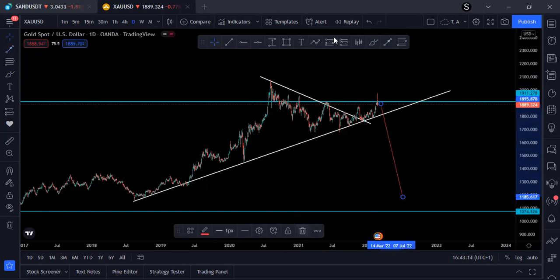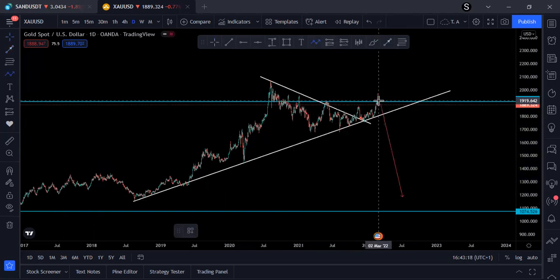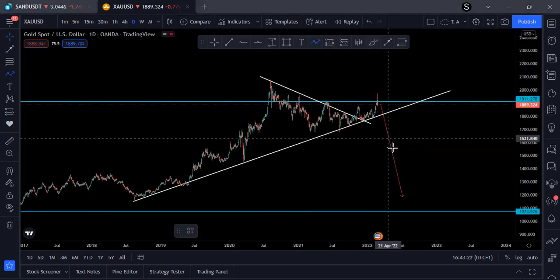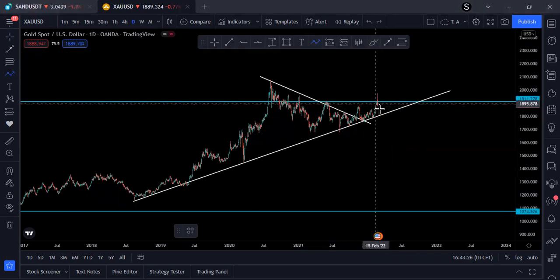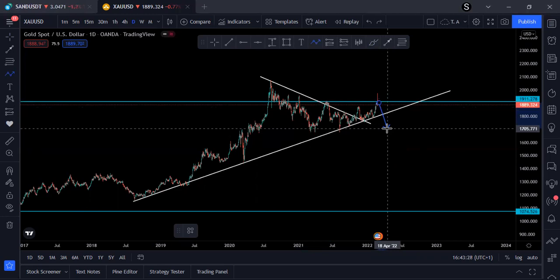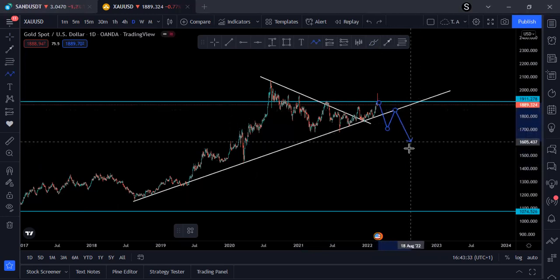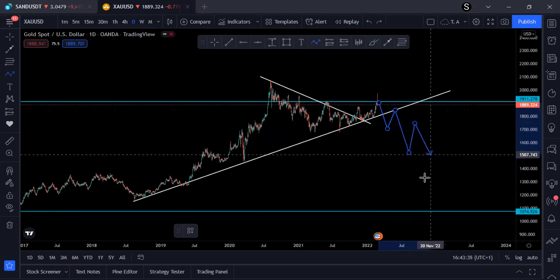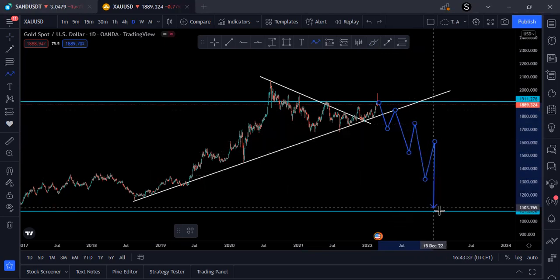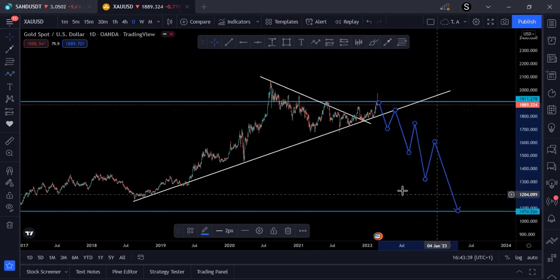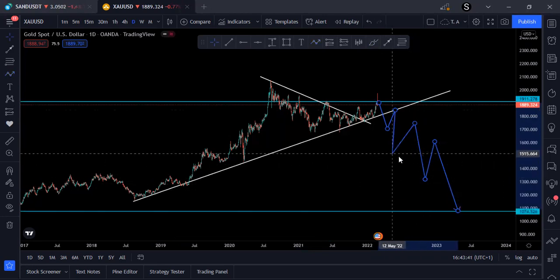Or something like this, to break out of this trend line and retest. It first makes a move towards the downside, making lower highs and lower lows. So basically that's it for gold.